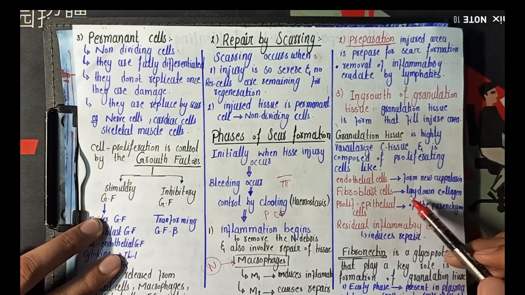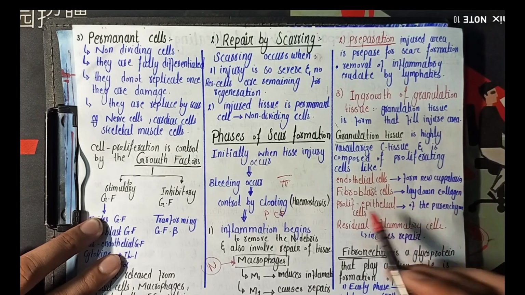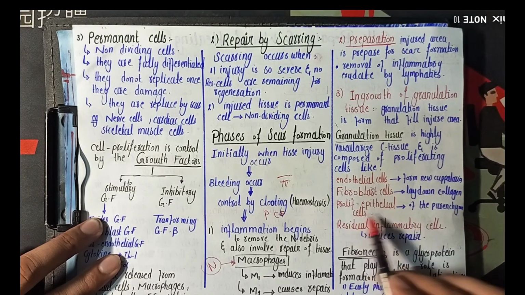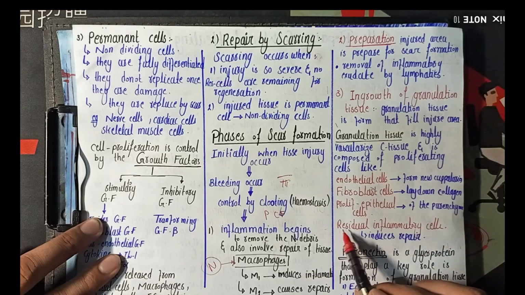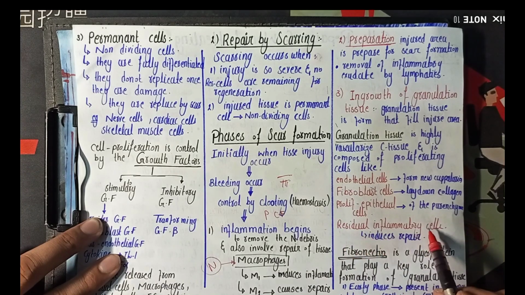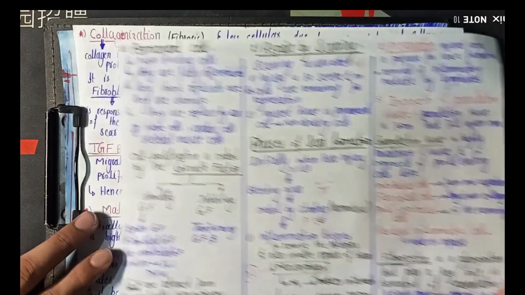दूसरा हमारे साथ है fibroblast cells. They lay down the collagen in the injured area. तीसरा हमारे साथ है proliferating epithelial cells of the parenchyma, and the residual inflammatory cells, which cause inflammation and the tissue repair. And the granulation tissue is induced by fibronectin, which is a glycoprotein that plays a key role in the formation of the granulation tissue. And in the initial phase, this fibronectin is present in the plasma, but later on it is synthesized by the fibroblast cells, macrophages, and the extracellular matrix cells and the endothelial cells.